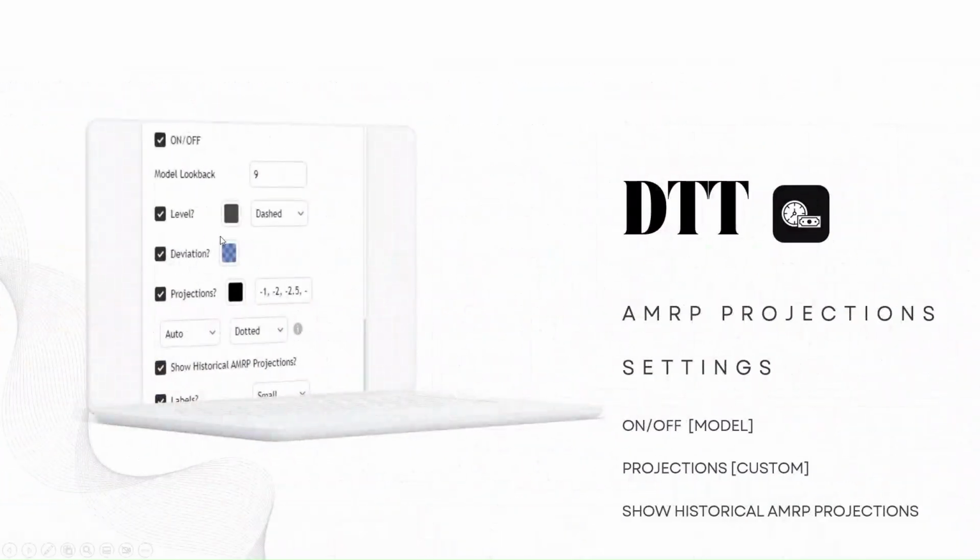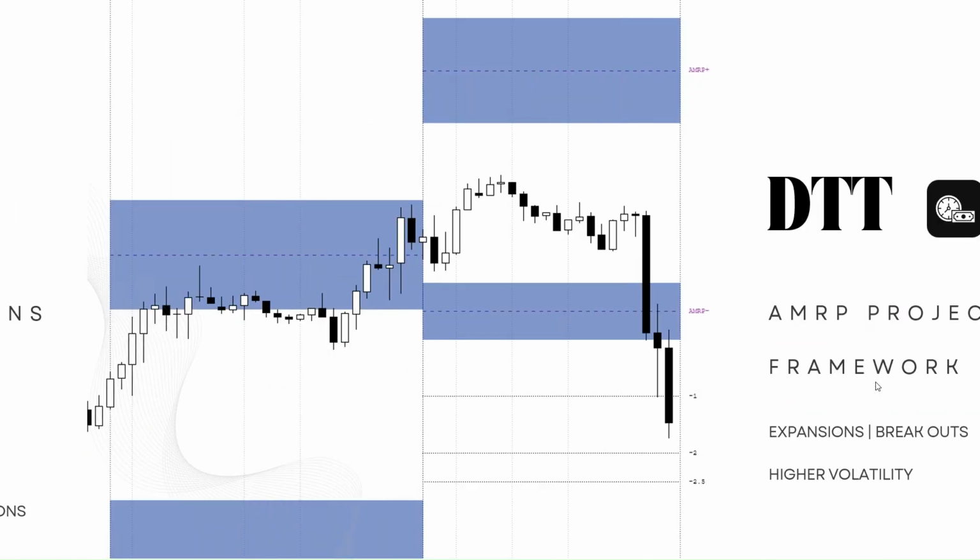So these are the settings for the intraday and weekly models, AMRP projections. You can turn the AMRP on or off, and we've now added projections here. So these are projections based off the AMRP zone, which we'll get to in a moment. And you can add custom zones here, as well as the standard zones or projections with these zones. You can also show historical AMRP projections from historical models, or if it's too much noise, you can turn that on or off. So this is what it would look like.